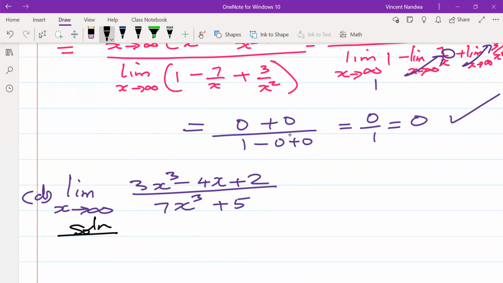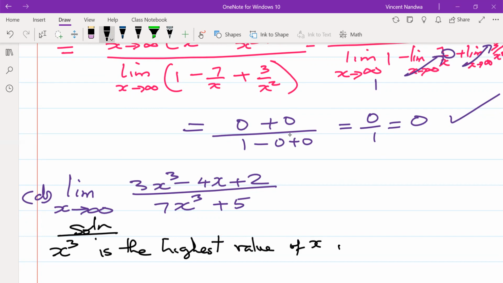Well, not the coefficient, but the x itself with its power. So the x with its power. That's the only thing that matters, not the coefficient. Okay? So x power 3 is the highest value of x with large power.